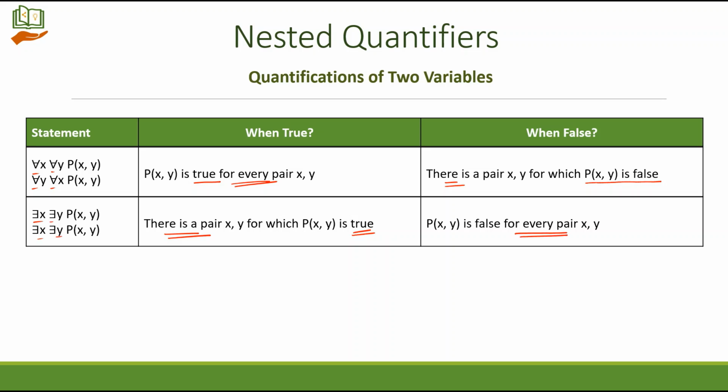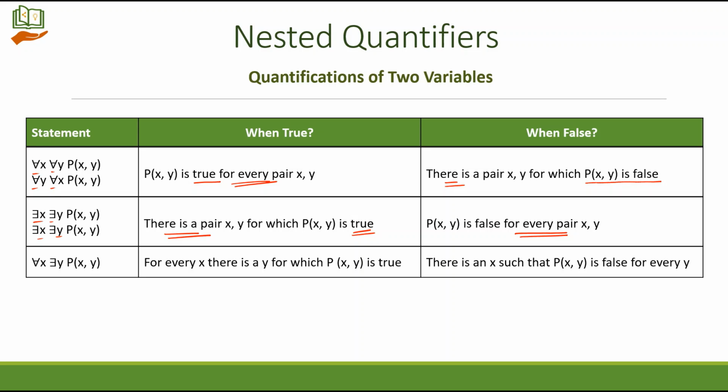Now let's get into the nested quantifier part with different quantifiers. First we have for all x, then we have existential y. For every x there is a y for which p of x comma y is true. This is where we saw the statement to be true in case of the example x plus y is equal to 0. So for every x there is a y. When do we say it is false? There is an x such that p of x comma y is false for every y. So here it is for every x and there is a y.